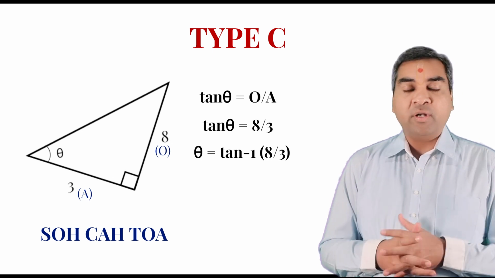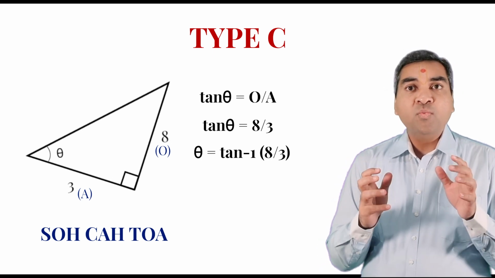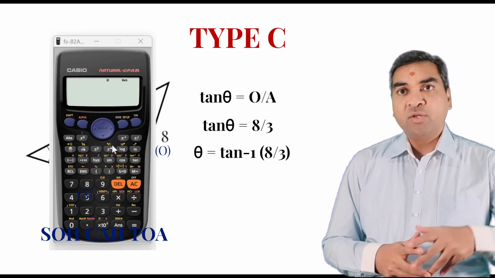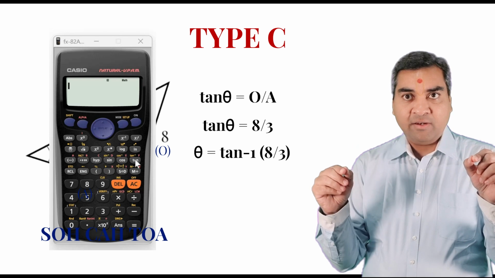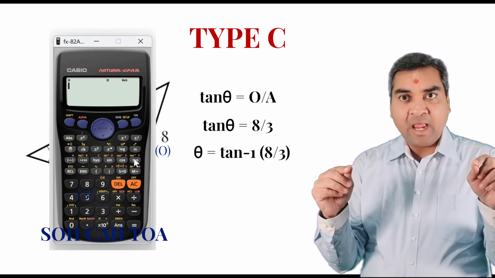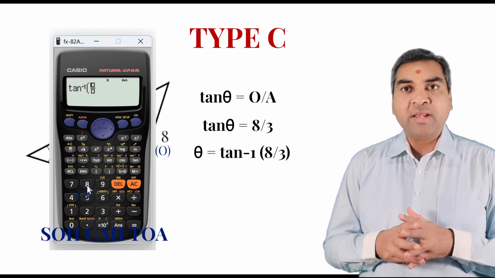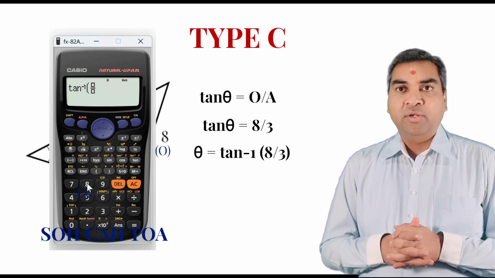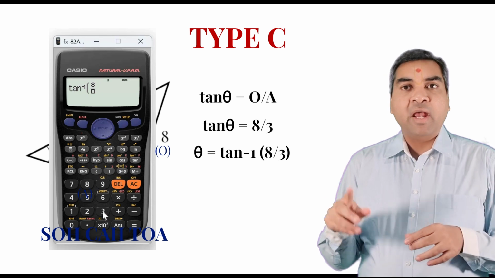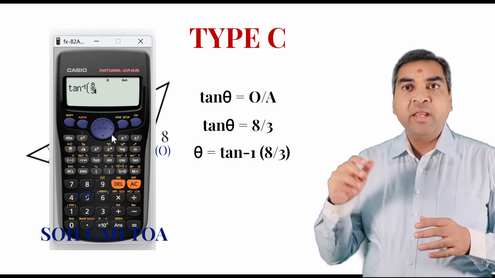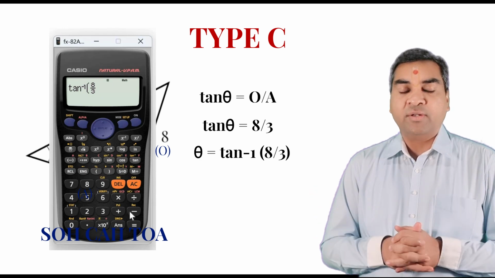And the very, very important thing is how to put it in a calculator. For that, you press shift and tan. First shift and tan, then you will get your tan inverse. Then you can put the bracket 8 over 3. So there will be shift tan and then 8 over 3, which will be tan inverse 8 upon 3. And then the equal sign, you will get your answer.